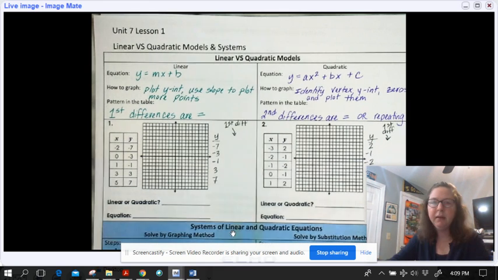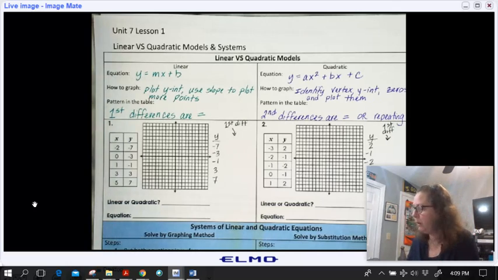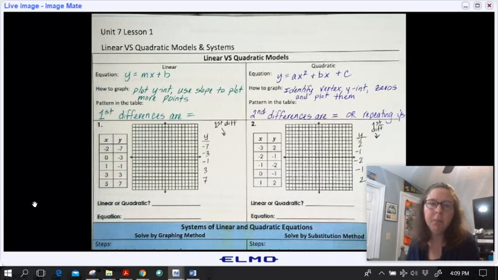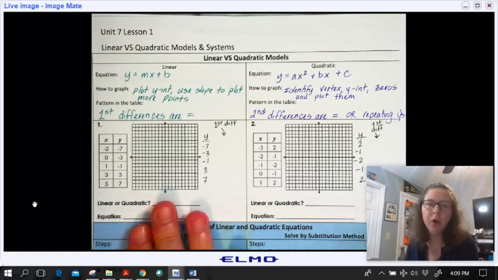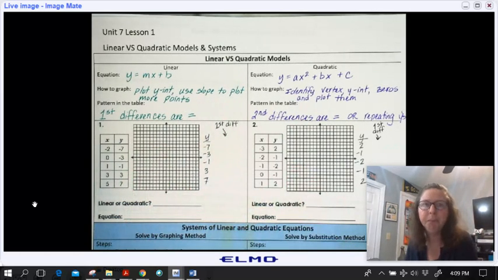Hey kiddos, today we're going to start on Unit 7, which is really kind of a mini lesson or mini unit. We're just going to have two lessons to kind of wrap up stuff about quadratics, okay? So what we're going to start with today is kind of a review for Math 1. How do you look at a table or a graph or an equation and determine if it is either a linear model or a quadratic model?